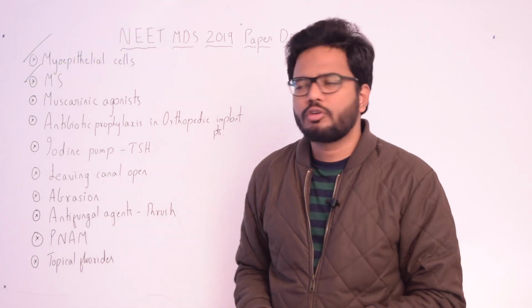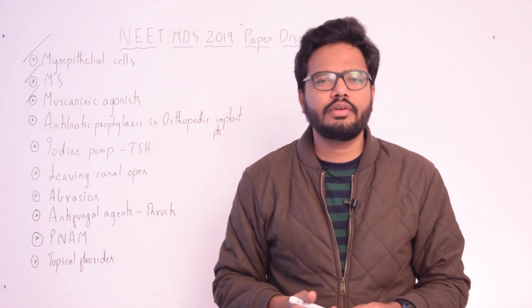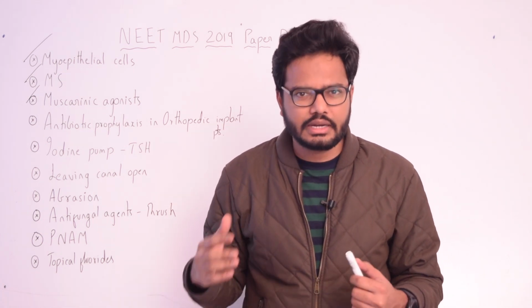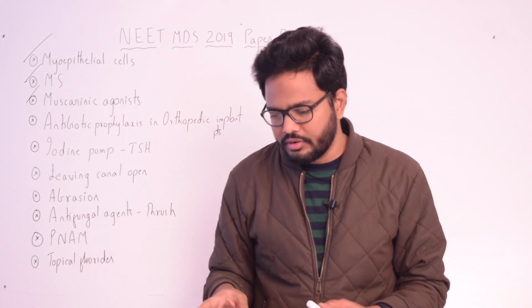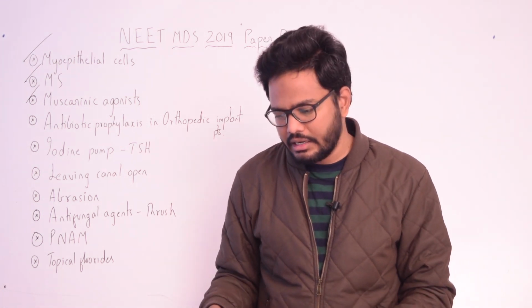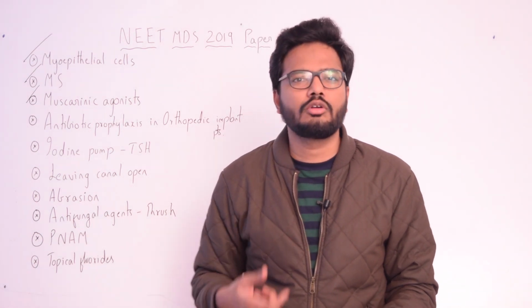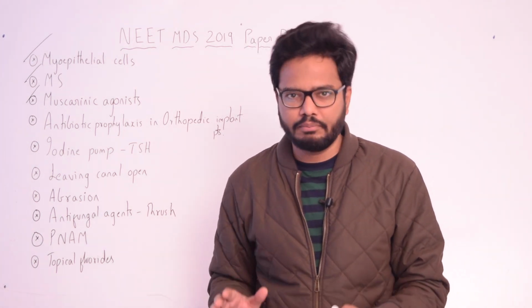Now moving on to the next topic. Muscarinic agonists. These are different chemicals which have agonistic activity against muscarinic receptors, specifically M3. If you refer to literature, even in Tripathi, it's clearly given that acetylcholine, pilocarpine, carbachol, and bethanechol are non-selective muscarinic agonists which are active at M3.